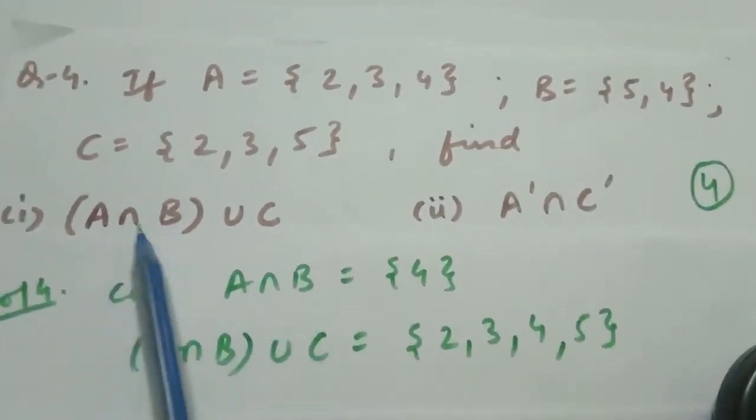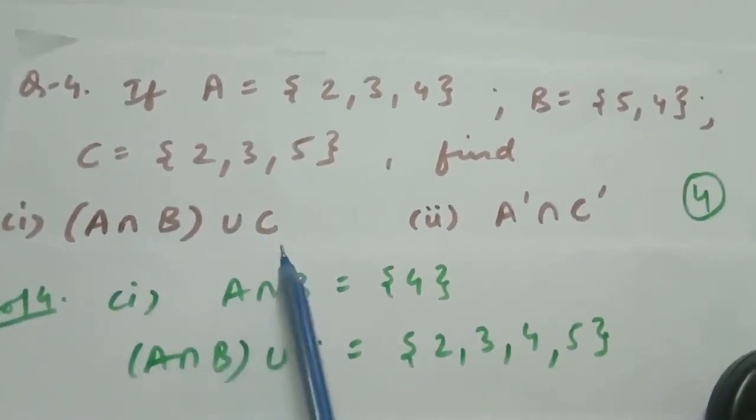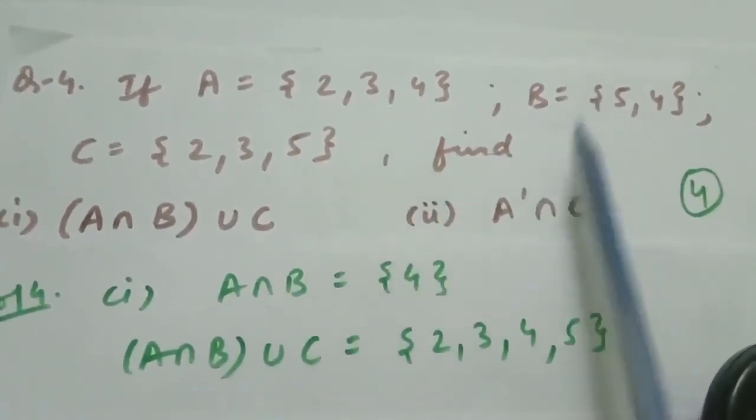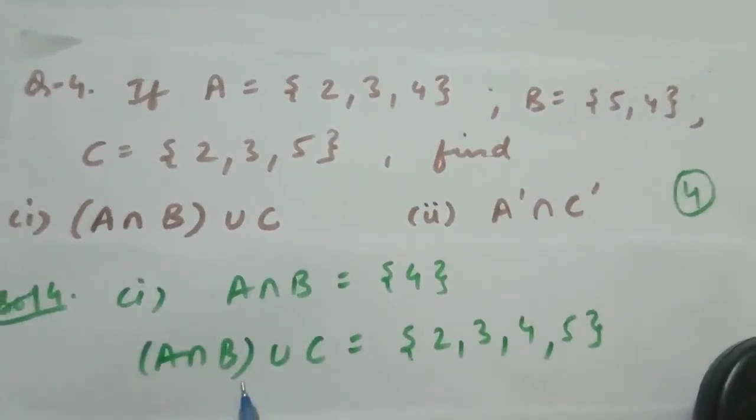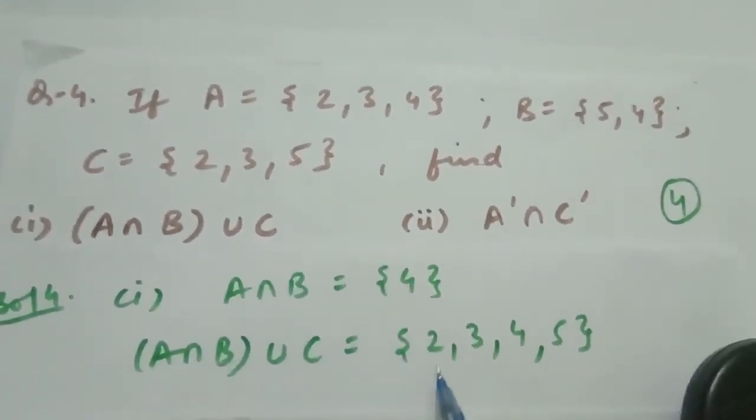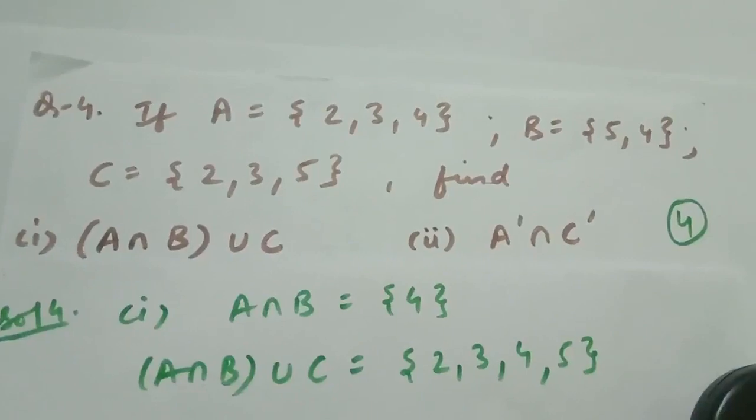Now question fourth. The sets A, B and C are given. We have to find A intersection B union C. So first of all find A intersection B, which is 4, and then its union with C. Right? So the answer will be 2, 3, 4, 5.